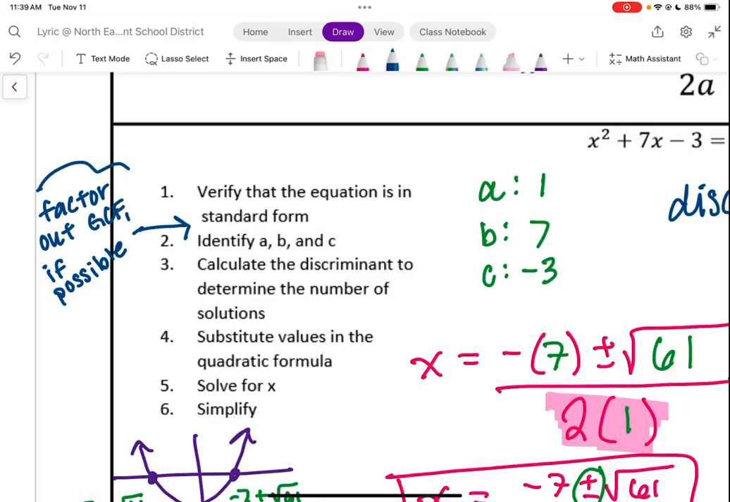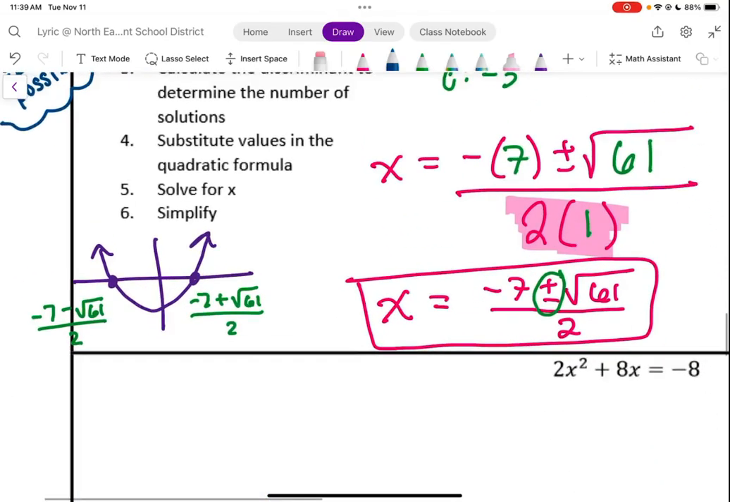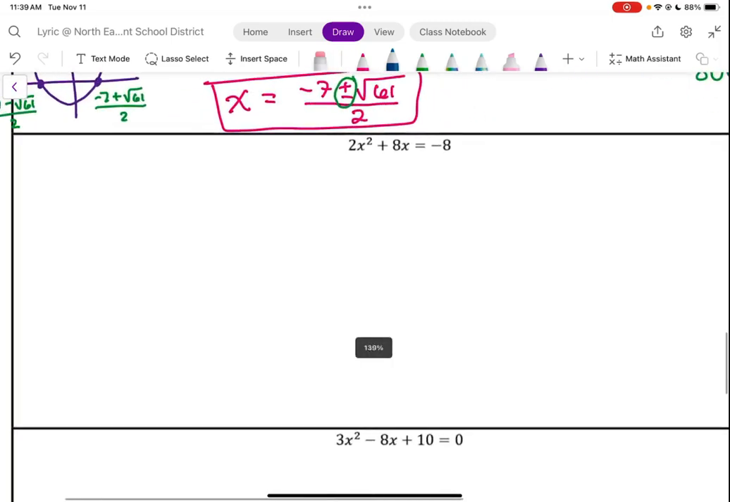Now, if it's not possible, then we just move on to the next step. All right, let's take a look right here. Pause the video if you need more time. First, we need to check, is our equation in standard form? No, it is not. We need to move this -8 to the other side.